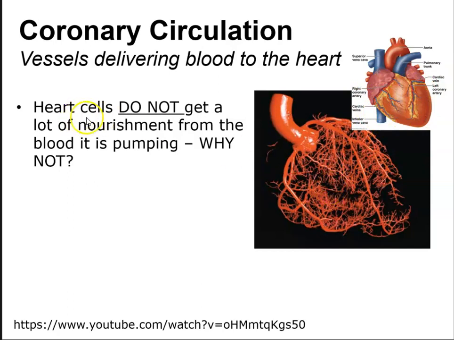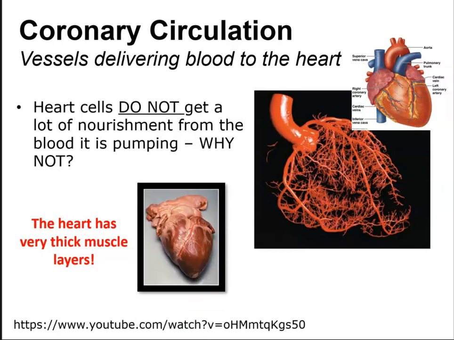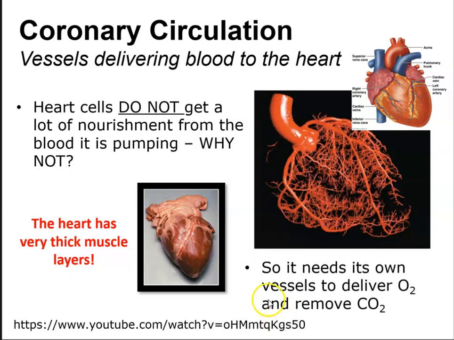Now, the heart cells do not get a lot of nourishment from the blood it is pumping. Why not? Well, most of this is being pumped to the rest of the body. Plus, the heart has very thick muscle layers. So we see the outside of this heart, and we can see how thick these layers are. And when we cut into an actual heart, we can see specifically the ventricles as well, the thick muscle layers. So basically, it needs its own vessels to deliver oxygen and remove carbon dioxide. This is the coronary circulation.